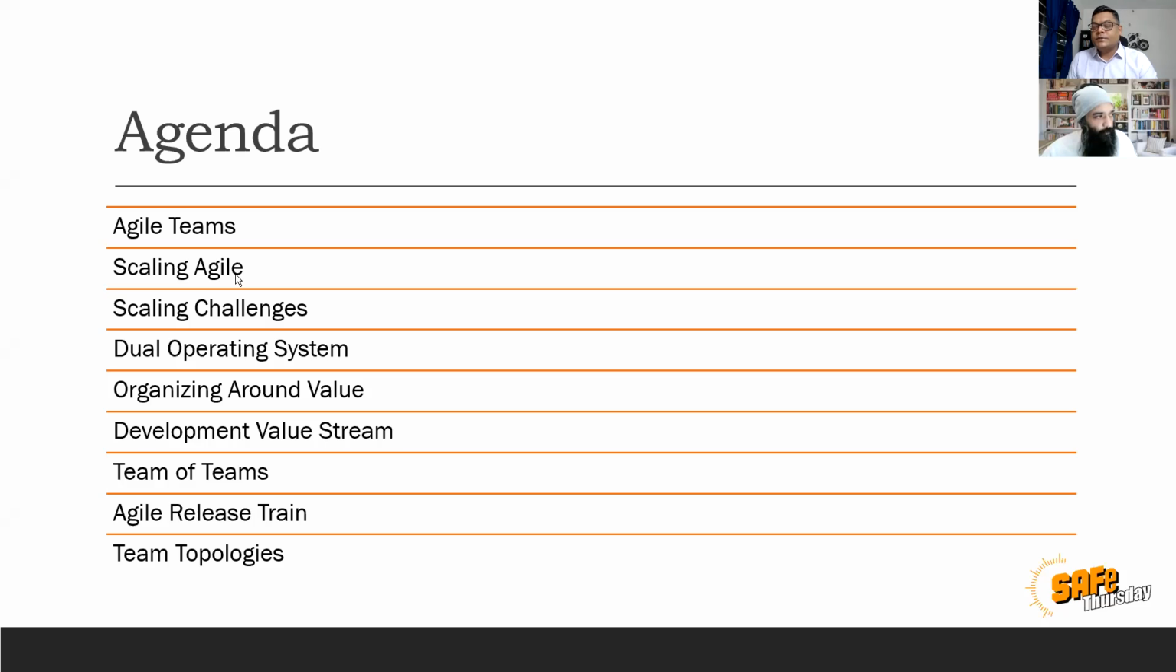So what are we going to cover in today's agenda? We'll talk about Agile teams, and then what does Scaling Agile mean? And then what would be the possible challenges with Scaling Agile? And then a unique concept that SAFe has introduced is something called dual operating system. So we'll look at that, and then how do we organize around value, and how do we form this bigger team of teams? Typically, when we are trying to build an enterprise level software with hundreds of people, how do we build the team, and what is Agile release train? And then finally, we'll talk about team topologies. I know if you have not heard about that book, topologies sound a little different than the terminologies used in the IT industry. So this is the agenda.